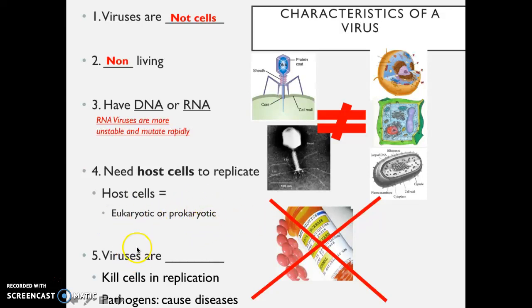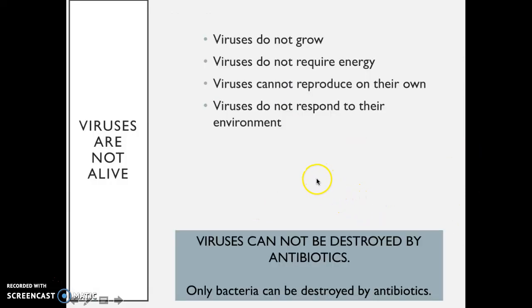Right? The last one is that viruses are harmful. They're going to kill cells in replication, and they are pathogens which cause many diseases. Okay, so these are five different characteristics that you have to remember about viruses. Some more things that are important to know is that viruses do not grow, okay? Viruses do not require energy. They do not and cannot reproduce on their own, and they do not respond to their environment.